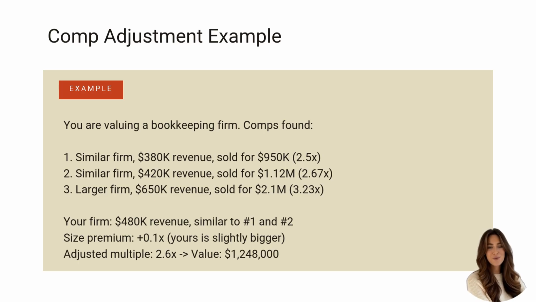Your firm does $480,000 in revenue. You are closer in size to comps 1 and 2. They got multiples of 2.5 and 2.67. Your firm is slightly bigger and similar in profile, so you might add a small premium, say 0.1x. Your adjusted multiple is 2.6 times. Applied to your $480,000 revenue, your value is $1,248,000. That is grounded in actual market data.